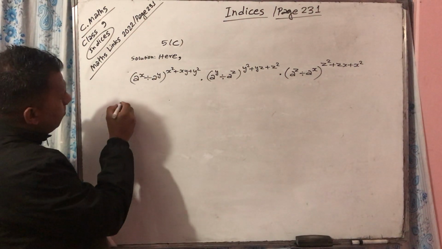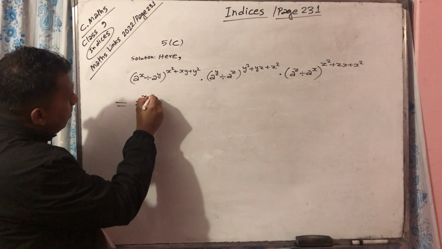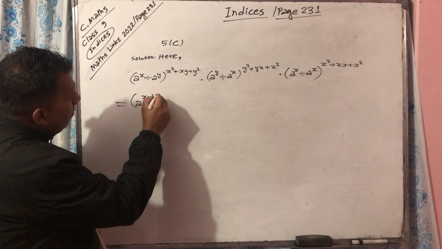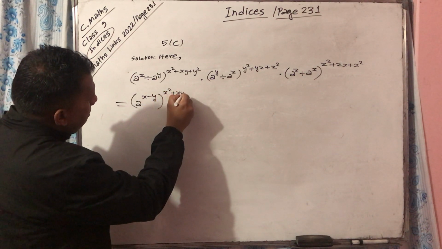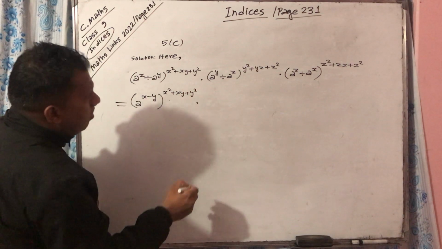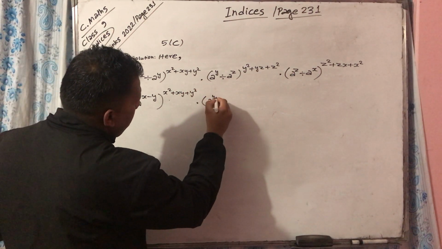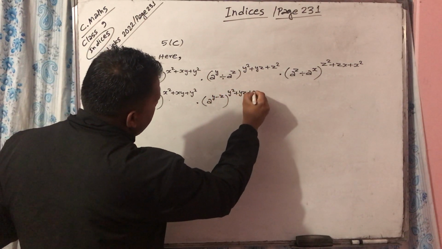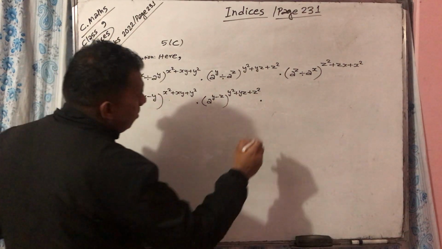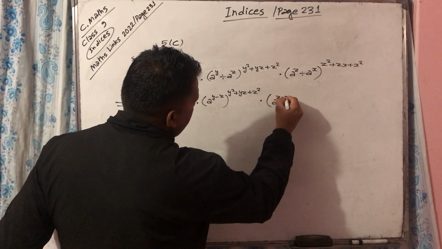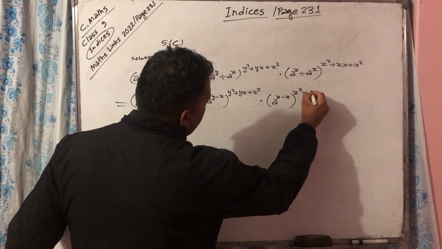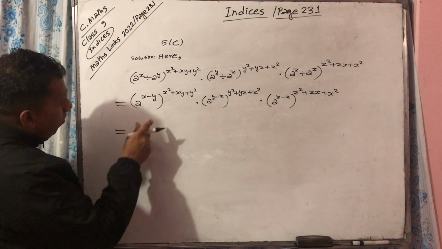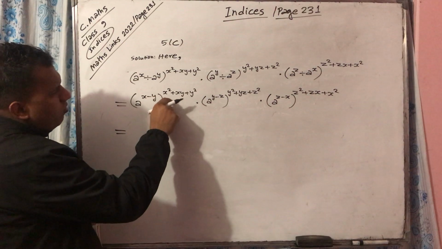Okay, this is equal to a to the power x minus y. In division, powers are subtracted since bases are same. A to the power x minus y whole power x square plus xy plus y square, multiplied with a to the power y minus z whole power y square plus yz plus z square, multiplied with a to the power z minus x whole power z square plus zx plus x square. So first part is a minus b form, second part is a square plus ab plus b square form.